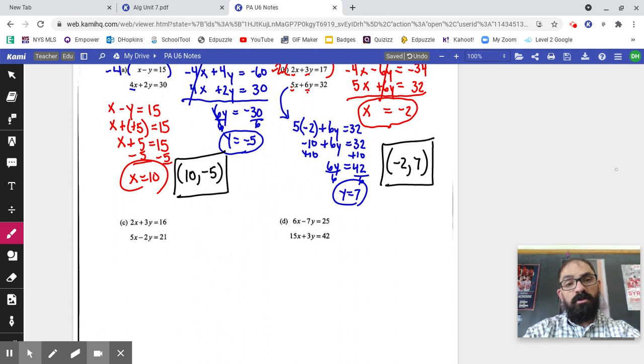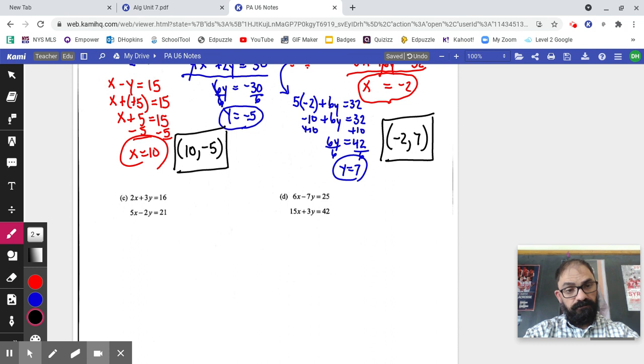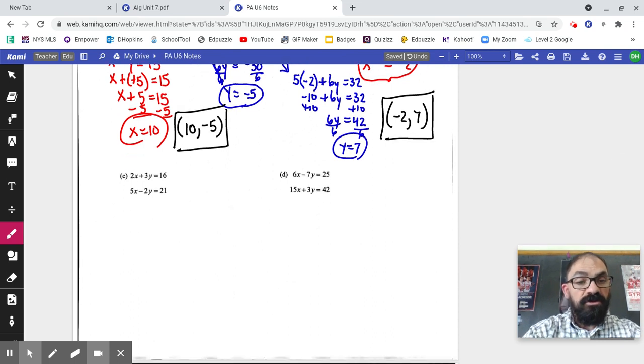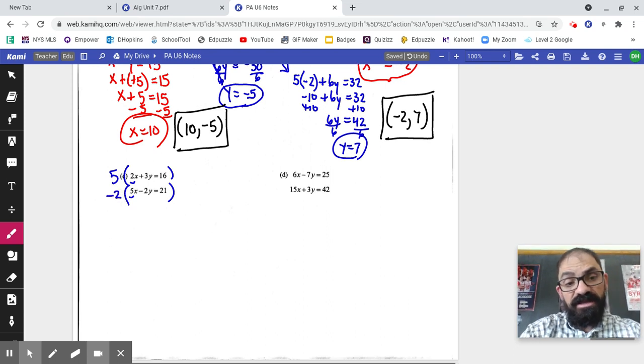Okay, we're just going to do one more, and then I'm going to let you try D on your own. Here we go. All right, so they're both different. The numbers in front of the x's, the numbers in front of the y's. So like I said before, the smallest number that 2 and 5 both go into is 10. So if I multiply the top row by 5, 5 times 2 is 10x. If I have a 10x in the top, then I need negative 10x in the bottom. So 5 times negative 2 will give me that number.